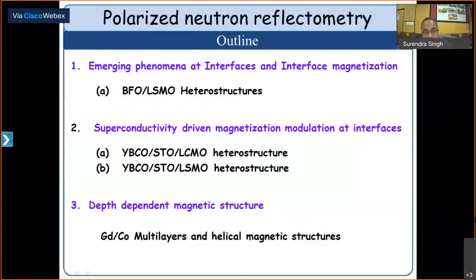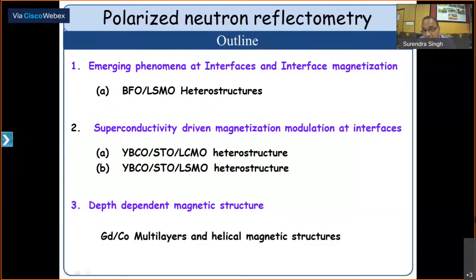I have taken three systems: emerging phenomena at interfaces and interface magnetization. Few systems which are already in the literature, where they have used polarized reflectivity to get the kind of information they wanted, because other techniques are not available, and only PNR can give that information.